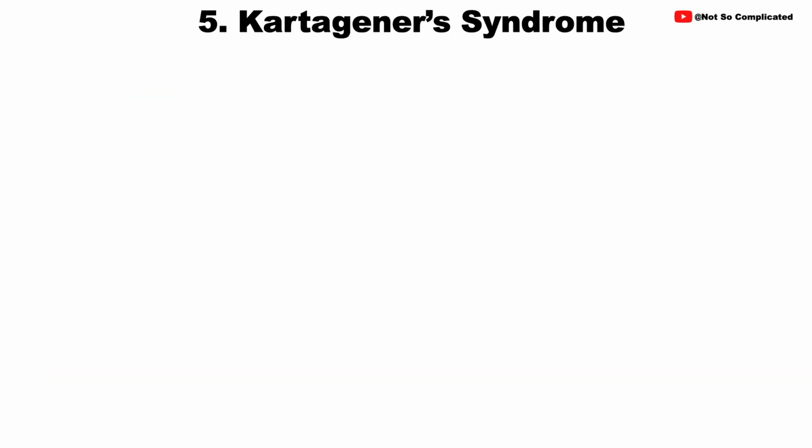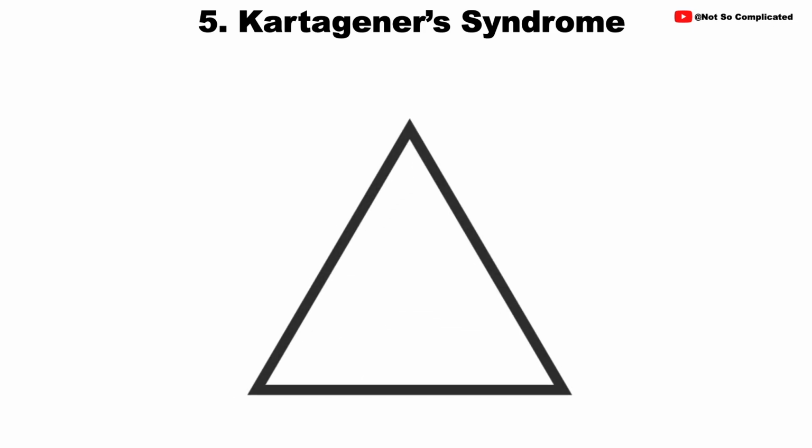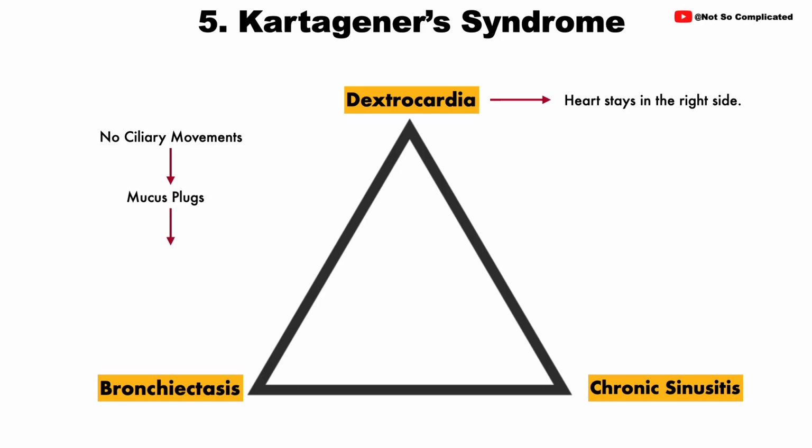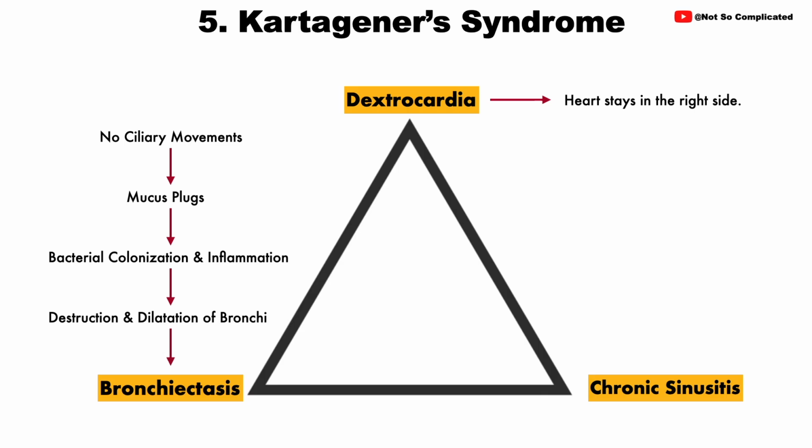Now talking about Kartagener's syndrome. The first symptoms that we can talk about are dextrocardia, bronchiectasis, and then chronic sinusitis. So we'll be talking about how this happens. Dextrocardia, obviously, the heart stays on the right side during embryogenesis, and bronchiectasis develops because there will be no ciliary movements. That will lead to mucus plugs, and those mucus plugs will favor bacterial colonization and inflammation, and then these bacteria will lead to destruction and dilatation of bronchi, causing bronchiectasis. All right, so that is the pathophysiology of bronchiectasis in Kartagener syndrome.